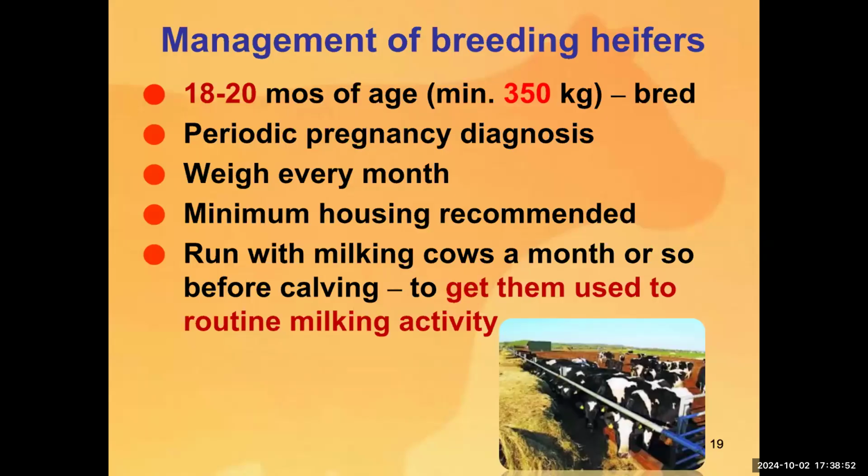Okay, minimum housing recommended, meaning you don't have to put them in a special house or fancy house. As in the picture, they're just out in the field and you just put even a simple roofing where they could rest during the middle of the day when it's very hot. And then once we are nearing the calving date, we train the milking cow special the first time to join the existing milking herd so that they would already know the routine when they start to be milked. Okay.